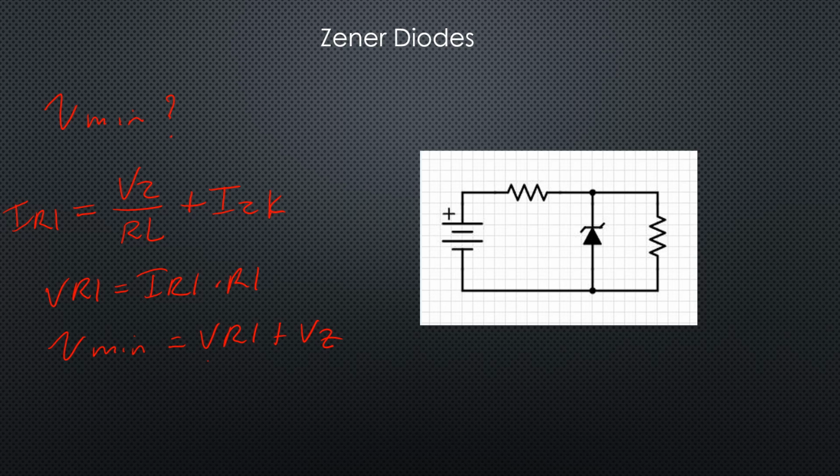So our Vmin, our minimum voltage at the supply, is going to be equal to VR1 plus VZ, which is going to be equal to, our VR1 is equal to our IR1 times R1. Our IR1 is now our minimum Zener current plus our IRL.